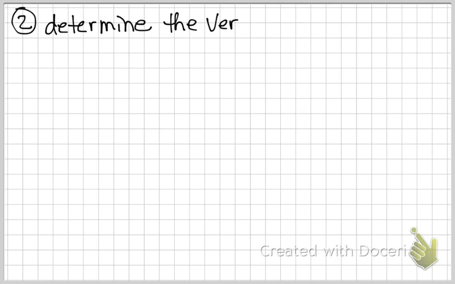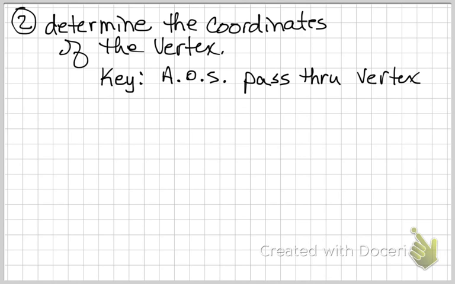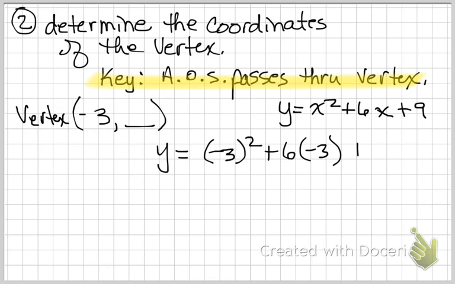Now we need to determine the coordinate of the vertex. Because we have already determined the axis of symmetry, that gives us a clue for what to use for x. We determined that x is negative 3, so that's going to make up the x coordinate of the vertex. Now it just becomes a matter of plugging this negative 3 in and simplifying the quadratic. Just remember, when you square a negative, it becomes positive. That's a common mistake right there. So there we have our vertex. The coordinate of our vertex is negative 3, 0.